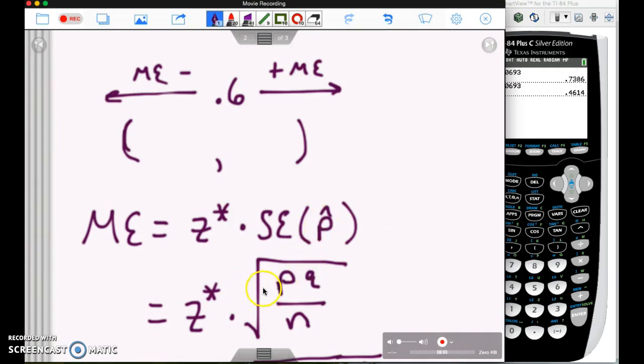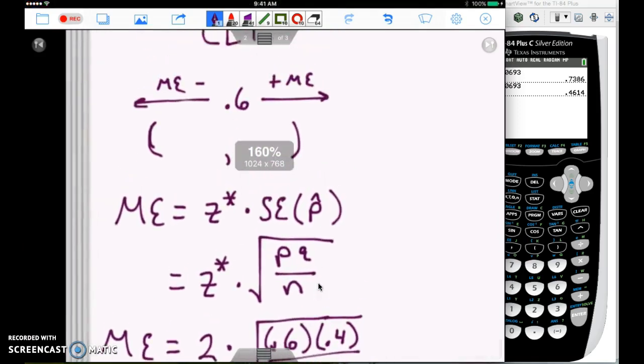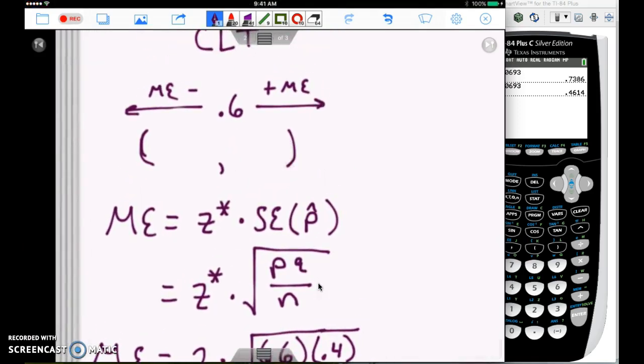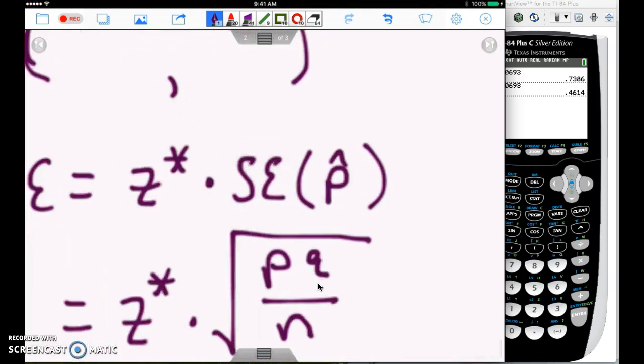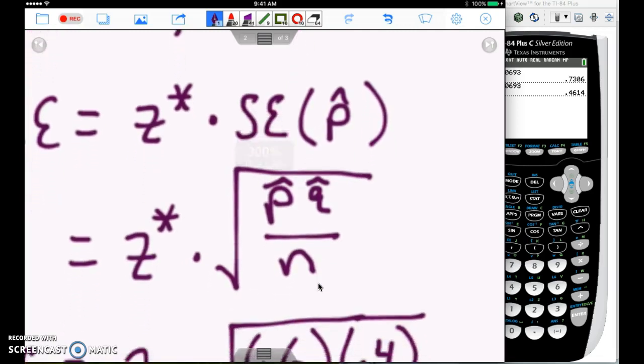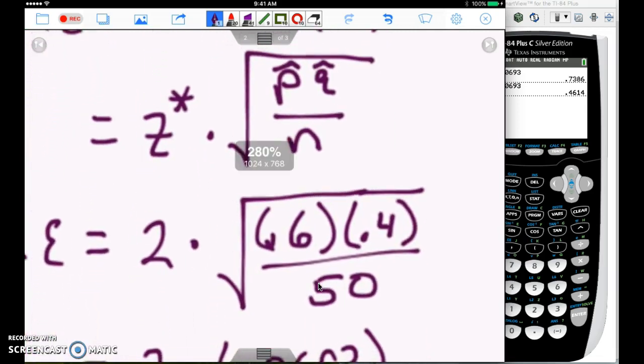So normally standard error would be square root of pq over n, but for us, since we don't know p and q, I'm going to go ahead and add in here, it's actually going to be p hat q hat over n. Now, we want a 95% confidence interval.